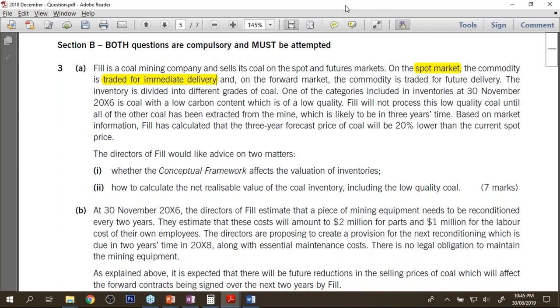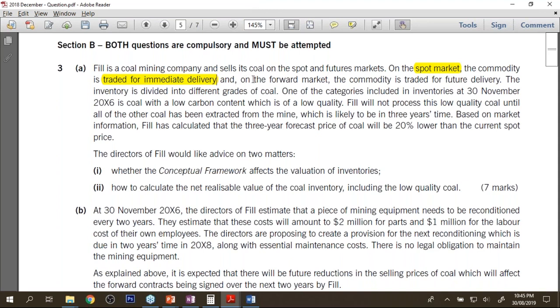Milos is asking, sorry, where is the question? Milos, basically, this is the December 2018 question. I had shared these past papers in day 1, 2, and 3. Okay, good.